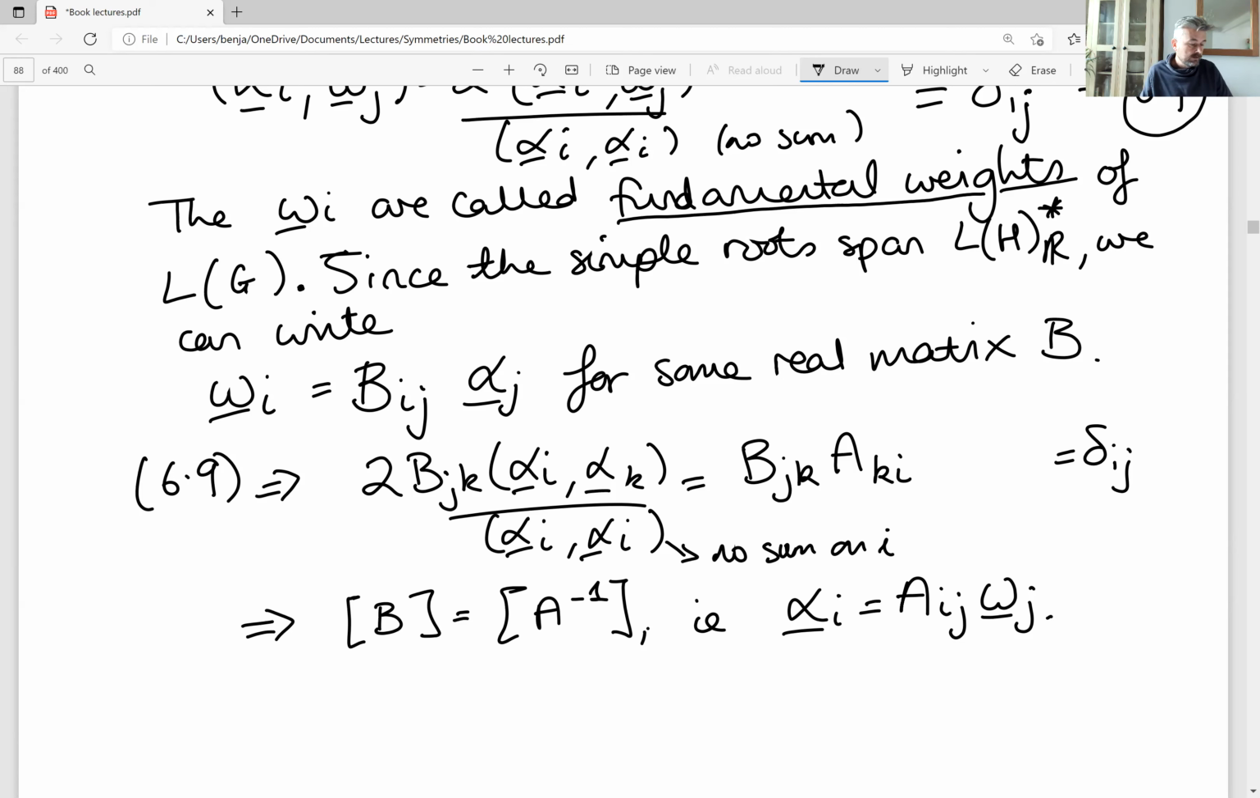Okay, so let's go back to our example of SU(3). We know what the roots are, and we can write these now in terms of the fundamental weights using this equation.